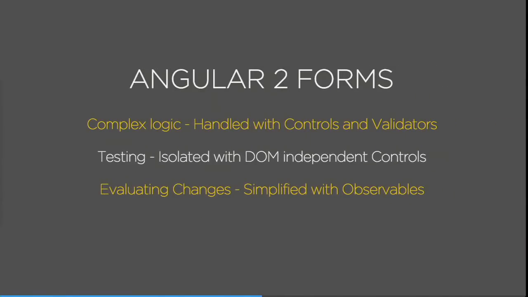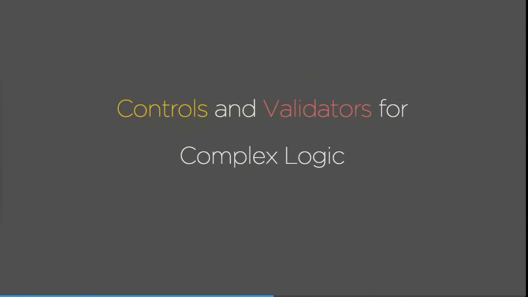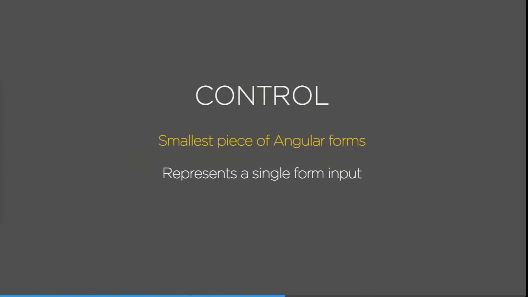So with Angular 2 Forms, we're going to see how we accomplish solving these three goals of complex logic, easy testing, and simplified evaluation of changes. To solve the complex logic, we have two concepts called controls and validators. A control is the smallest piece of Angular forms. It essentially represents just a single input. That could be a text box, essentially anything that pulls back a value from a user.